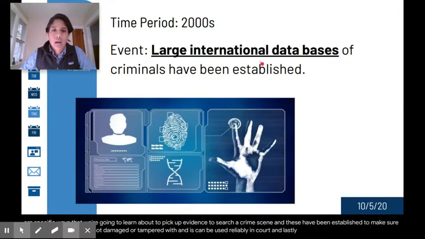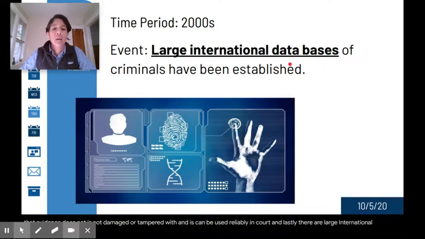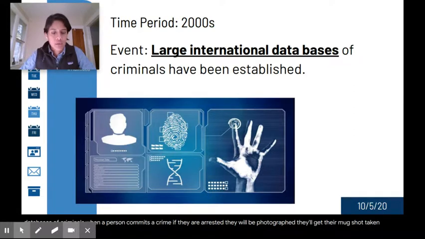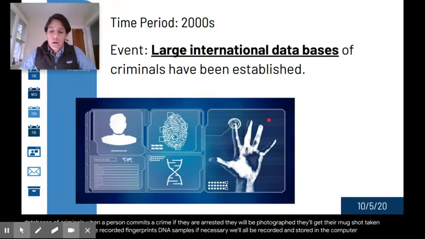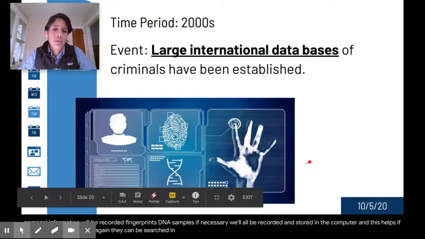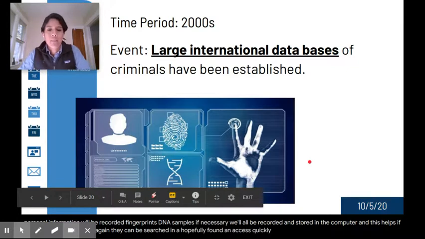And lastly, there are large international databases of criminals. When a person commits a crime, if they are arrested, they will be photographed. They'll get their mugshot taken. Personal information will be recorded. Fingerprints, DNA samples, if necessary, will all be recorded and stored in the computer. And this helps if a person commits a crime again. They can be searched and hopefully found and accessed quickly.